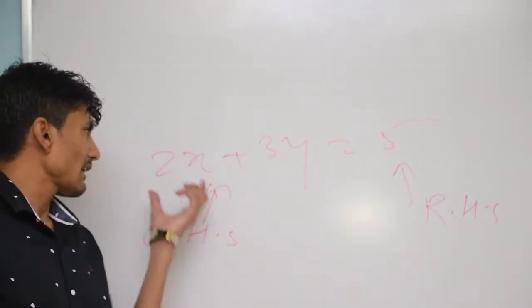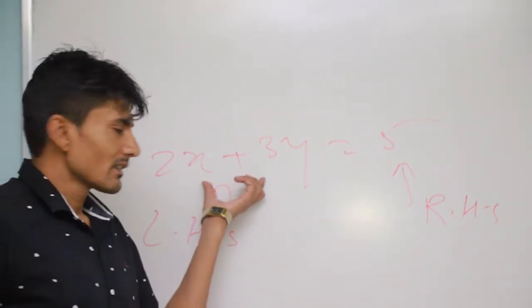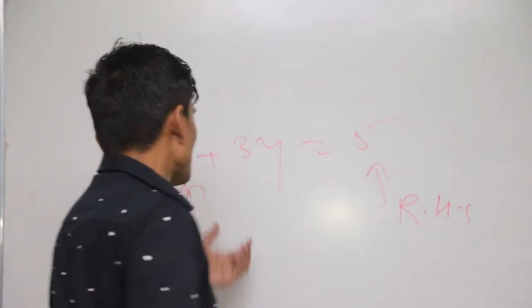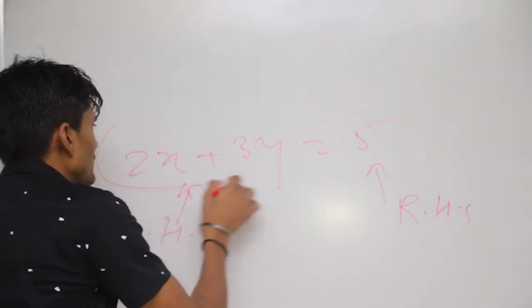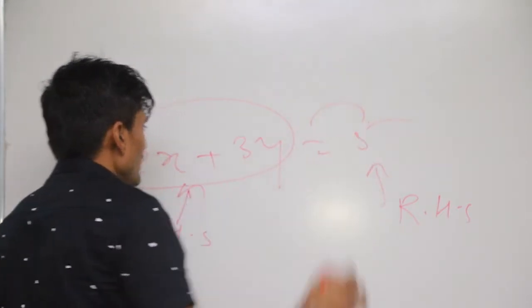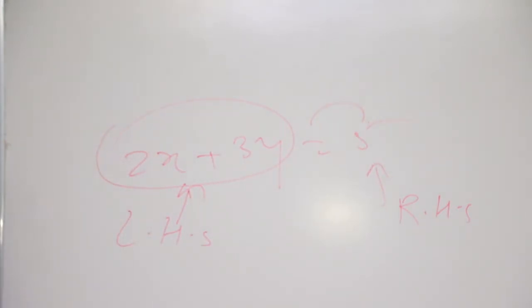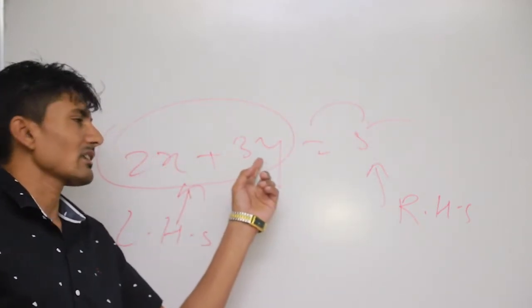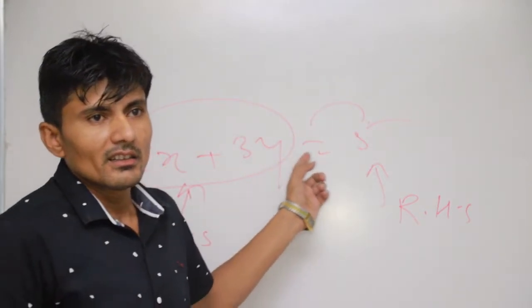That means it has two parts. The left side is known as the LHS and the right side is known as the RHS. That means the value of 2x plus 3y is equal to 5, or 5 is equal to 2x plus 3y. This is known as an equation.